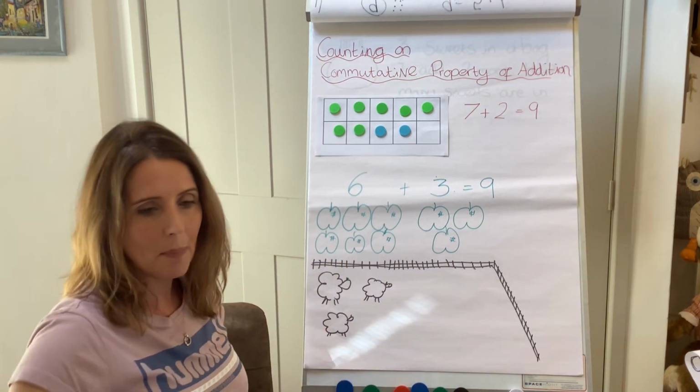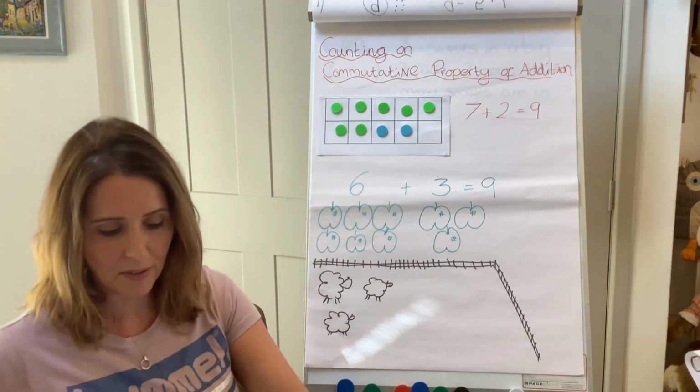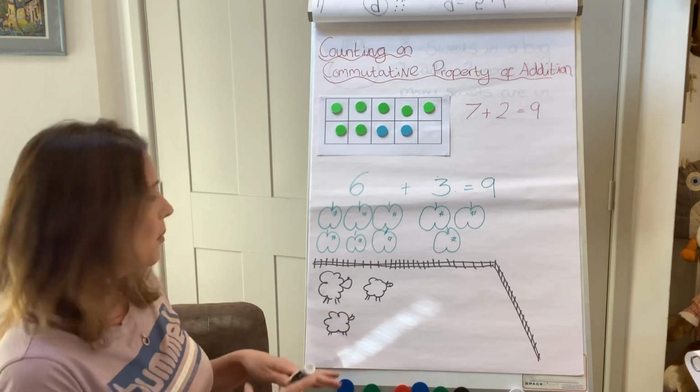Okay, our sheep in the field. We have got 3 sheep in the field. 5 more come along.